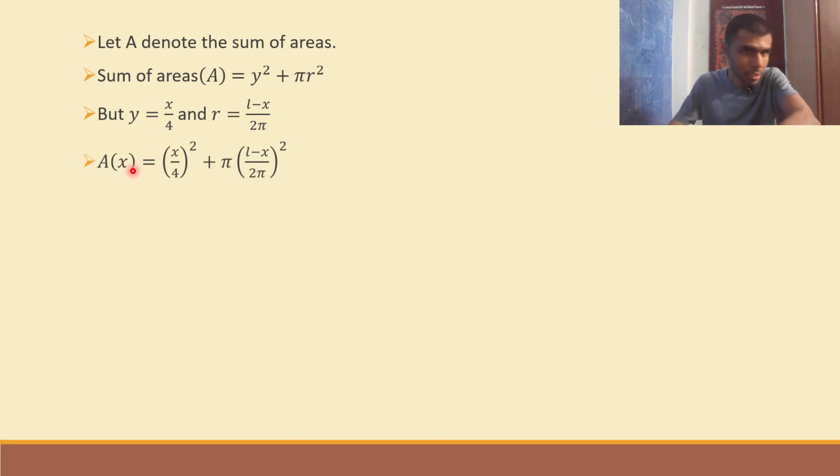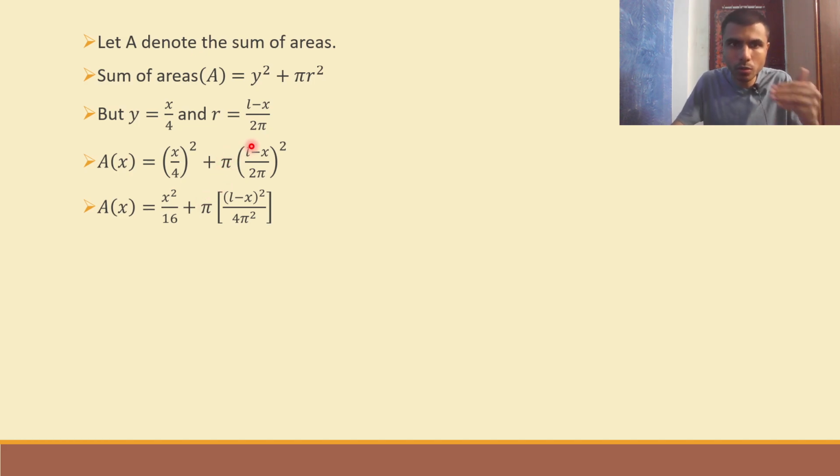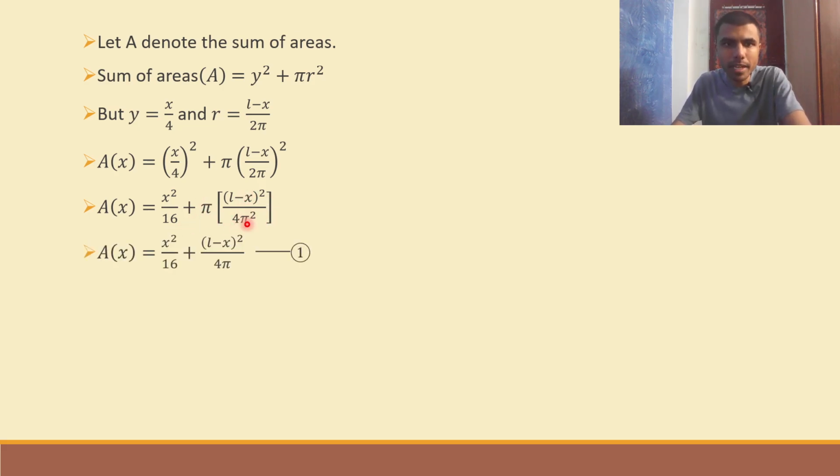Now area is nothing but y square, y is x by 4. So here I had got x by 4 whole square plus pi into r square. R is nothing but L minus x by 2 pi. L minus x by 2 pi whole square. Fine. Now this would be x square by 16. And here pi into L minus x whole square by 2 pi whole square is what? 4 pi square. Now 1 pi will get cancelled. I'll get L minus x whole square by 4 pi. Mark it as equation 1.